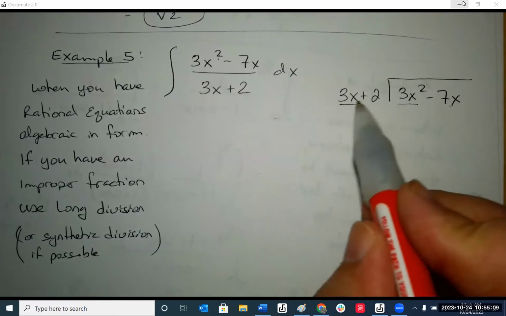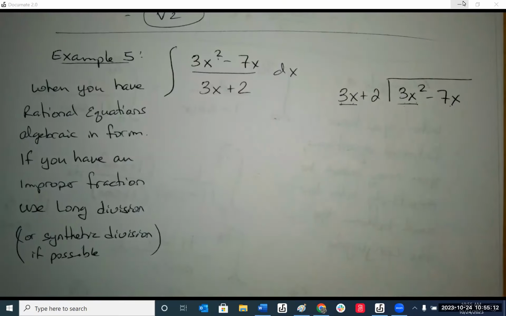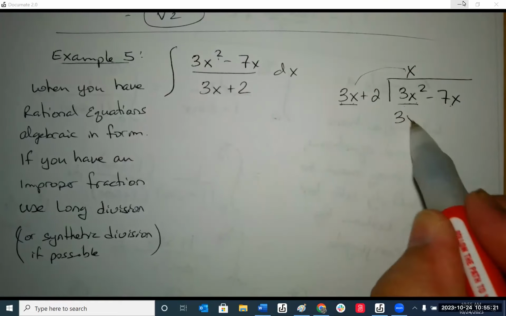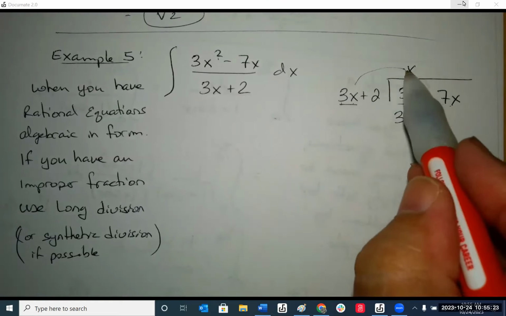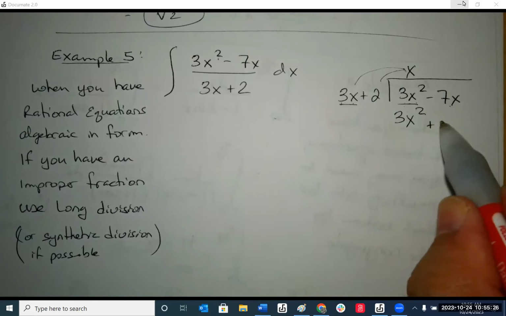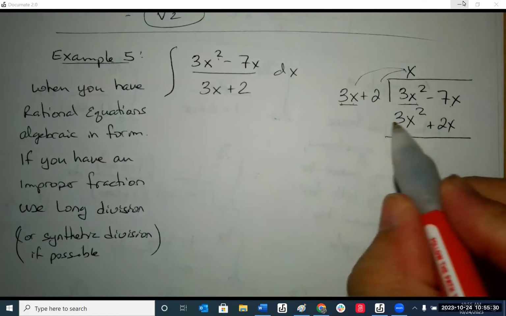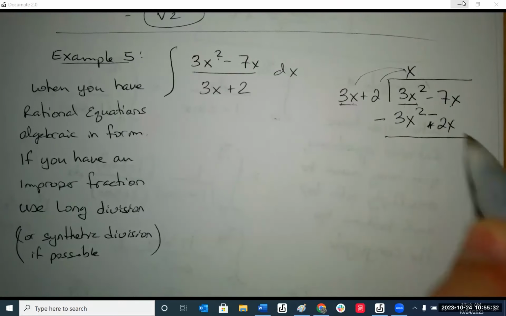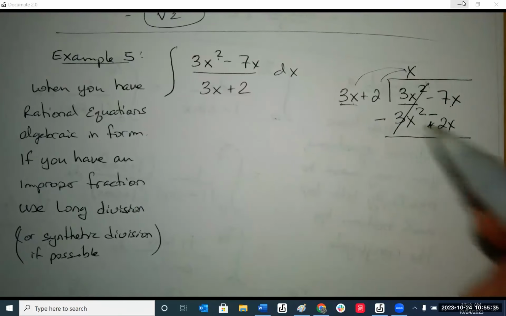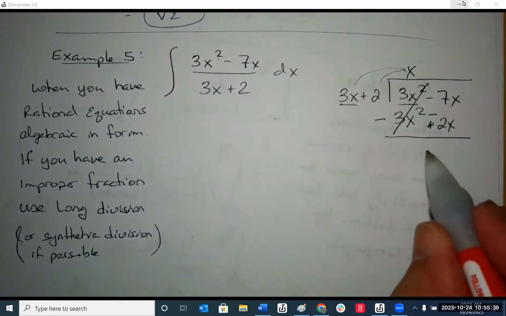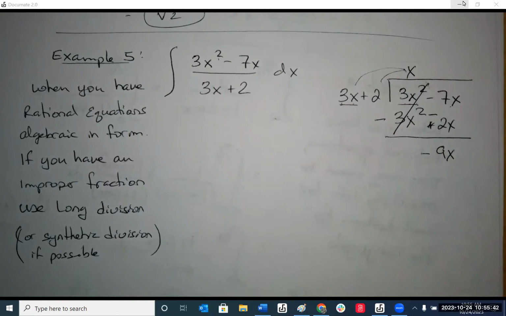Look at the first terms. What times 3x gives me 3x squared? X. So x times 3x gives me 3x squared. X times 2 gives me positive 2x. Change the signs and add. Your whole objective is to get rid of the first term. So it's negative 9x.